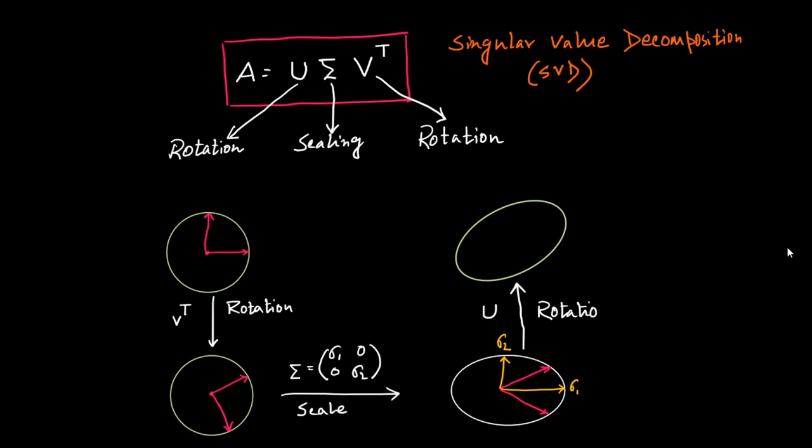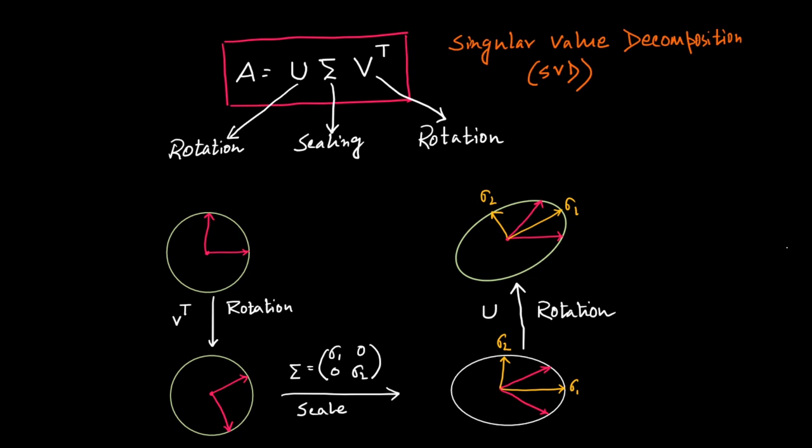So the ellipse will take a rotation, will look something like this. That means if I try to plot my vectors, they will be rotated. So the vectors will be something like this, something like this. And my sigma 1 and sigma 2 will also be rotated. So sigma 1 and sigma 2 will look something like this.